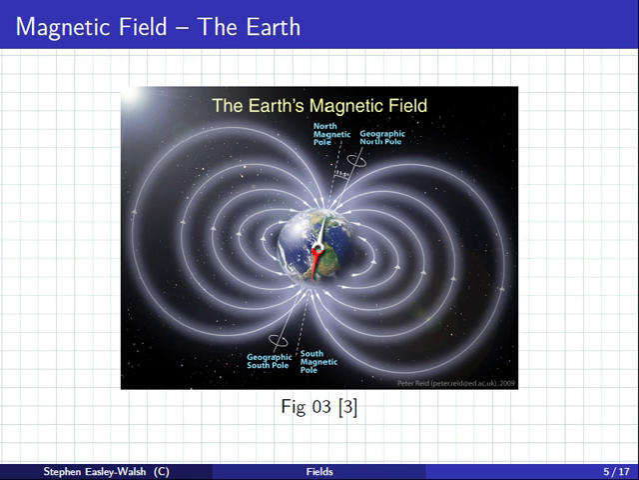Anyways, as I was saying, the magnetic field is important for life on Earth. We'll see later why. It gives us some protection from the sun. Okay, continue.